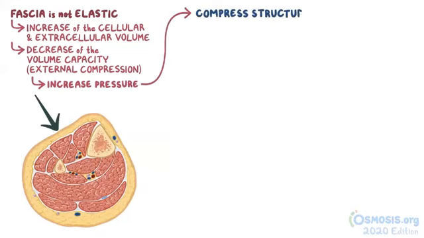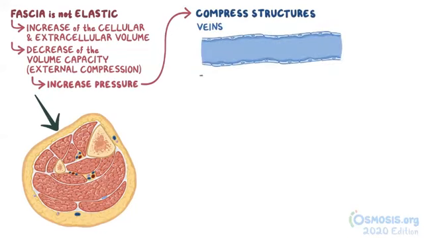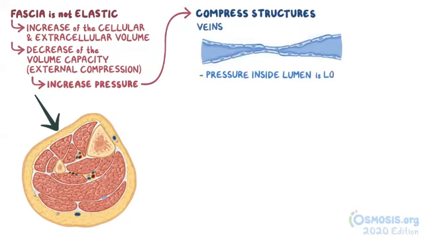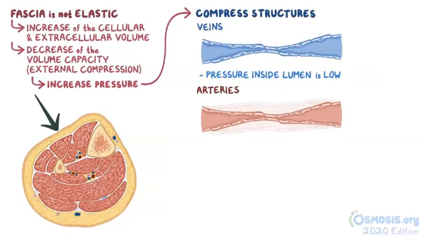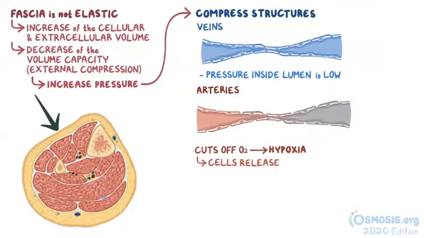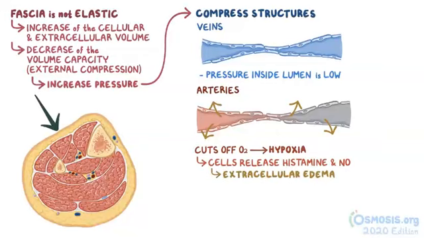This will compress the structures within, and the first ones to feel the effect of compression are the veins, because the pressure inside their lumen is normally low. As the pressure increases, the arteries will become compressed next, and this obstructs the normal blood flow. This cuts off the oxygen supply and hypoxia develops, which causes cells to start releasing substances like histamine and nitric oxide. These substances cause capillaries to become leaky, so fluid leaks out, causing extracellular edema that further increases intracompartment pressure.